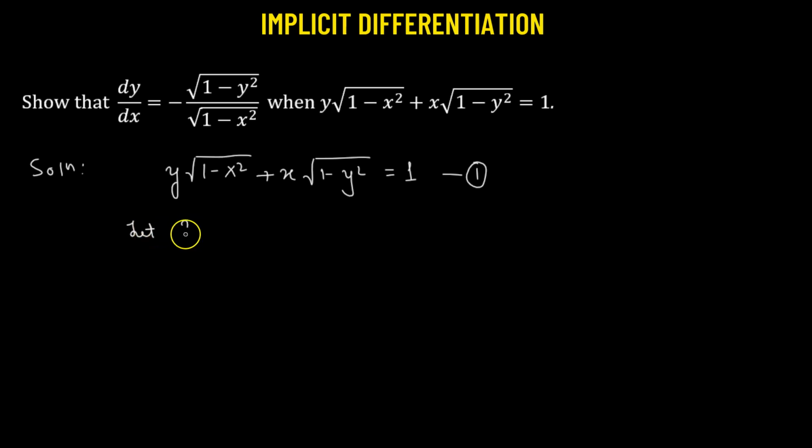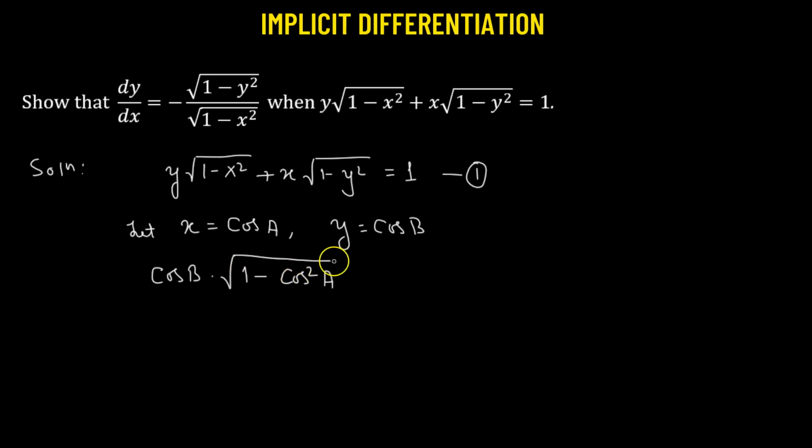So let's substitute the value of x with cosine of a, and we'll substitute y with cosine of b. When you substitute y with cosine of b, we get cosine of b multiplied to square root of 1 minus x squared, so that gives us cosine squared a, plus x. So x here is cosine of a multiplied to square root of 1 minus cosine squared b. So this value is equal to 1.